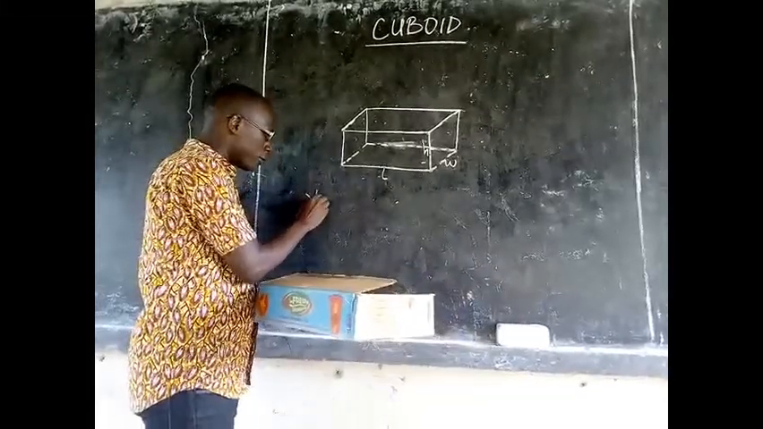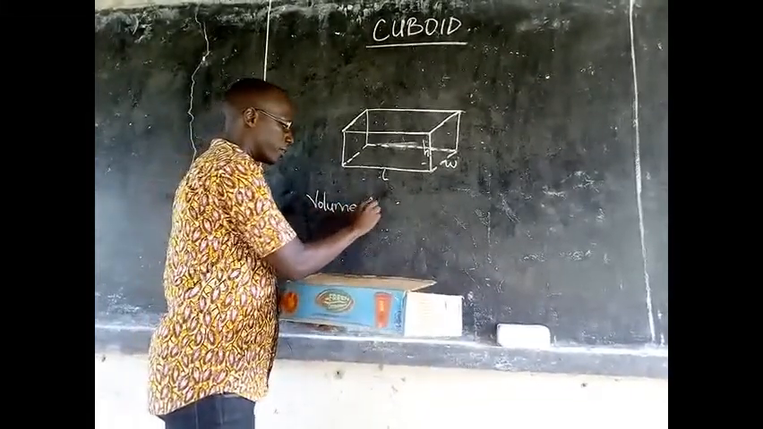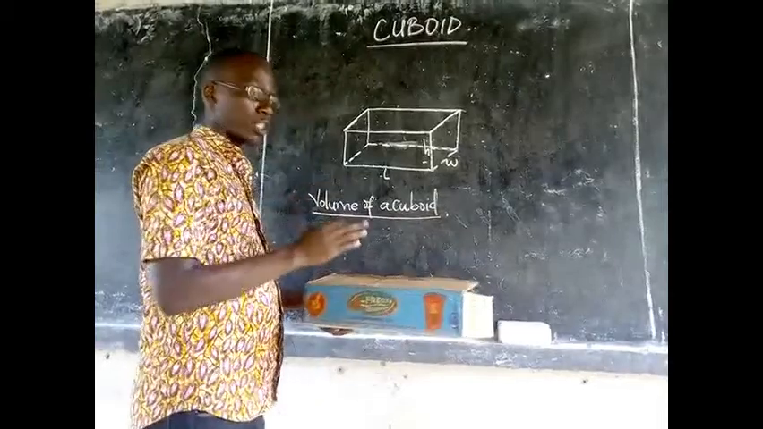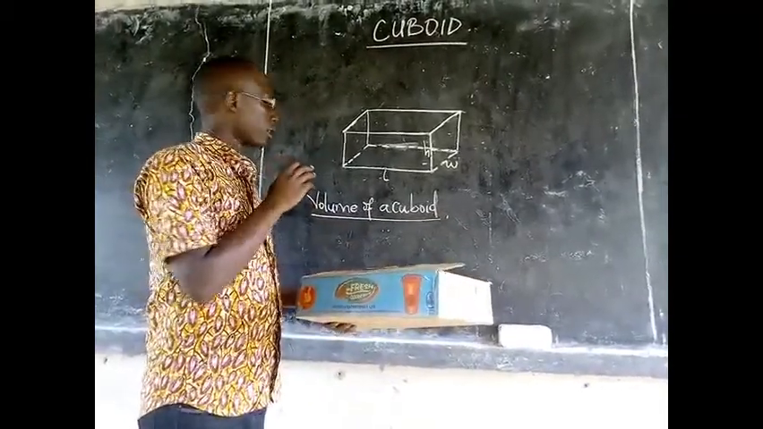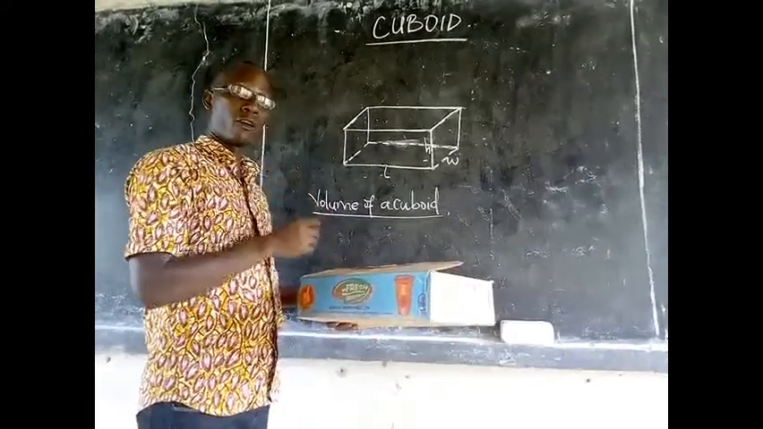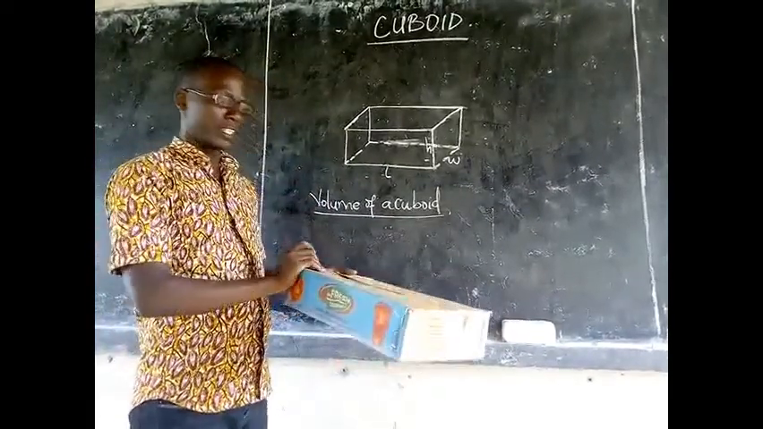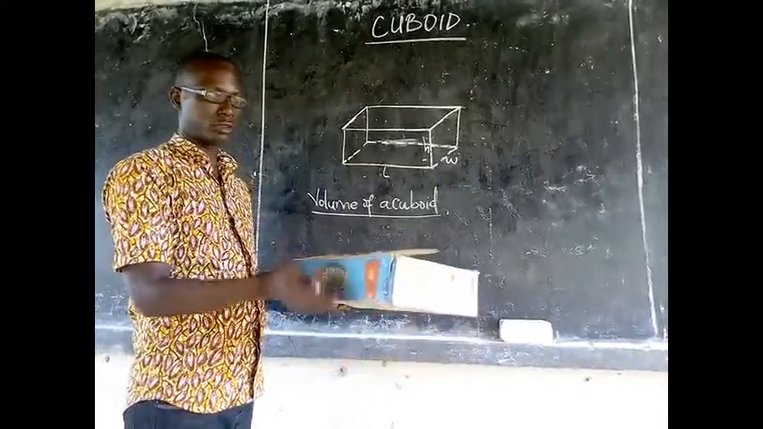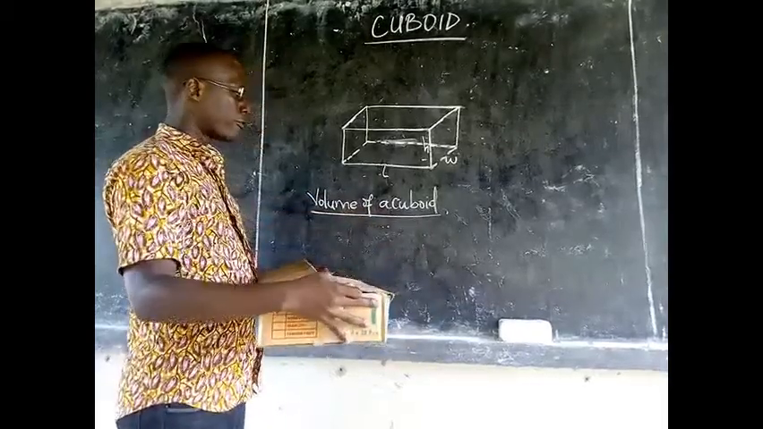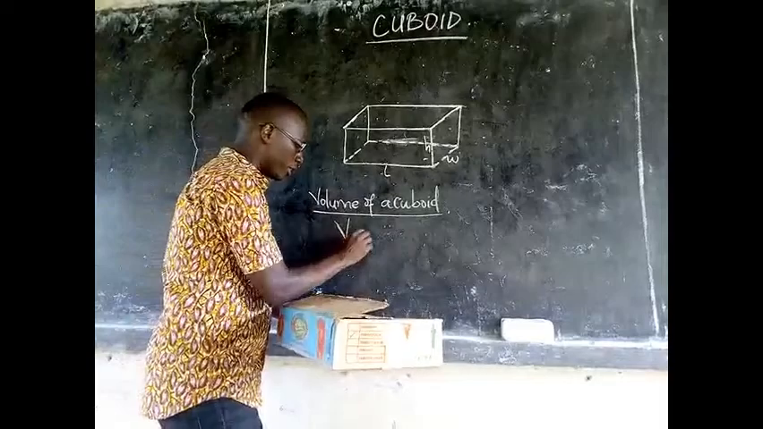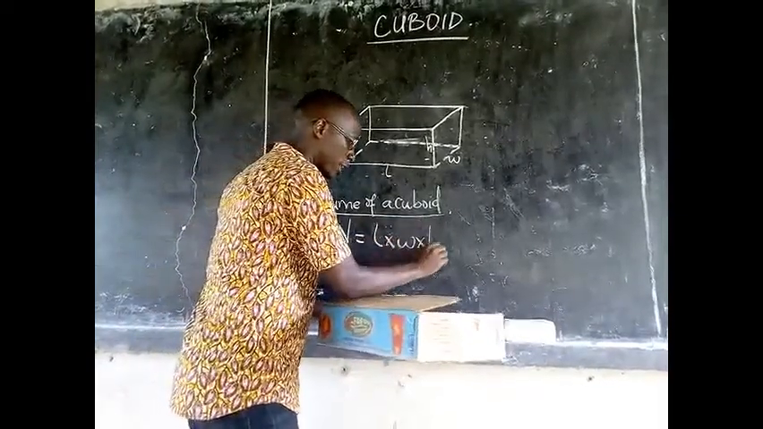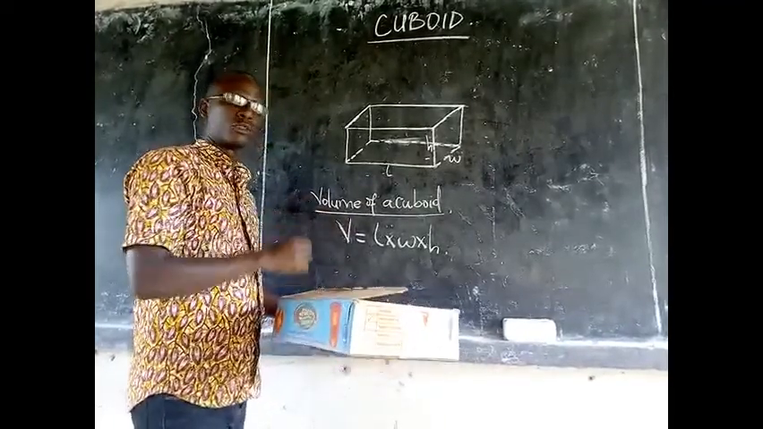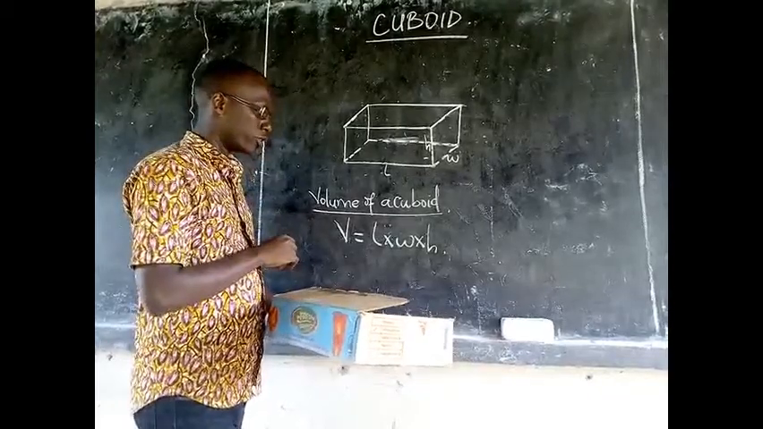Now we may be asked for the volume of a cuboid. But we may have two cases of cuboids. We have a closed cuboid and we have an open cuboid. For example, the cuboid that I have is closed. All the faces are closed. Now, the volume of a cuboid is length times width times height. And remember, the volume is always in cubic units.